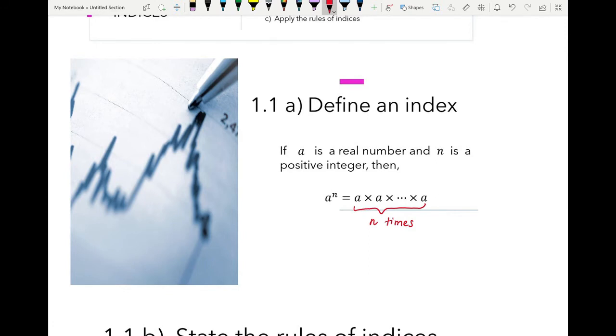And I have two terms that you all have to know. a over here refers to the base, and n refers to your index or power. So again, I repeat, a to the power of n is equal to a multiplying by itself n times, because the power is n.